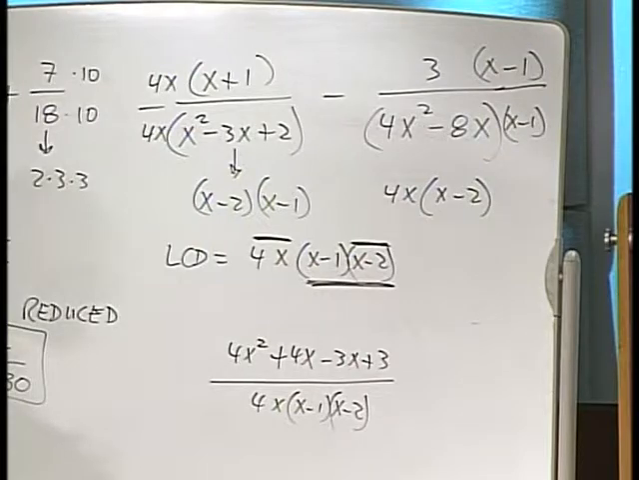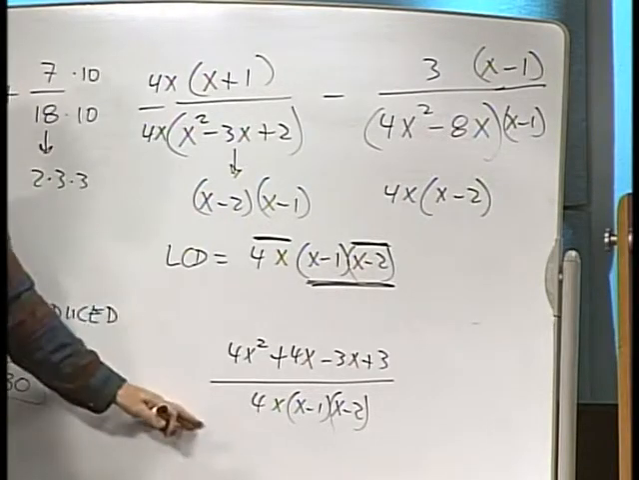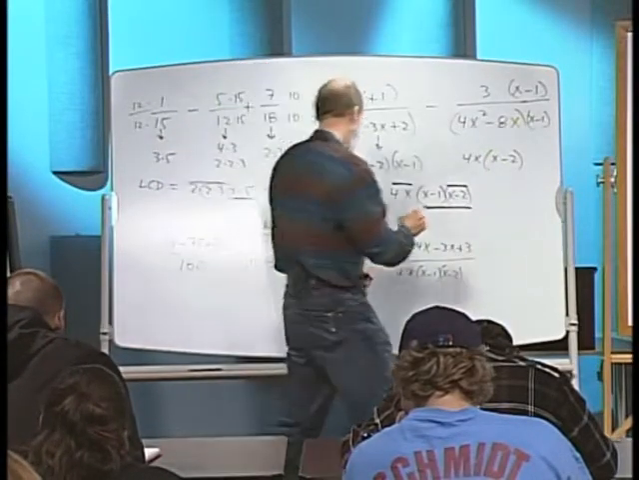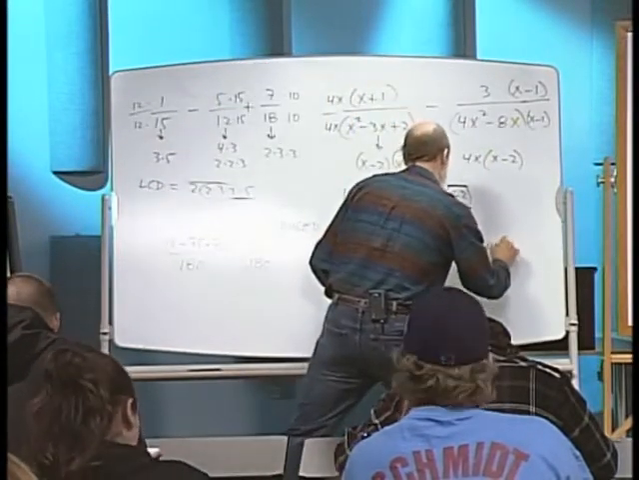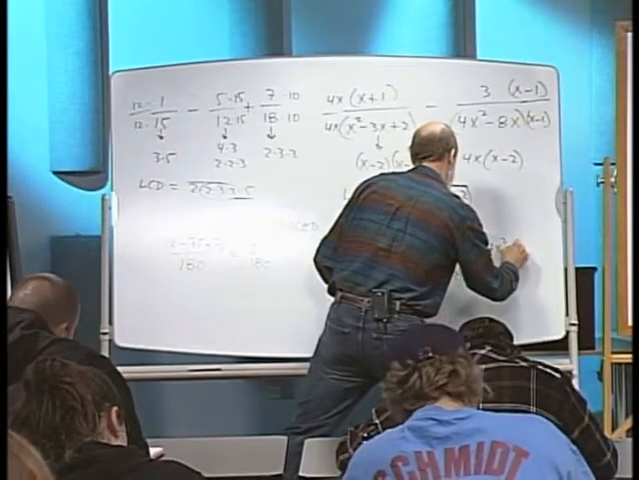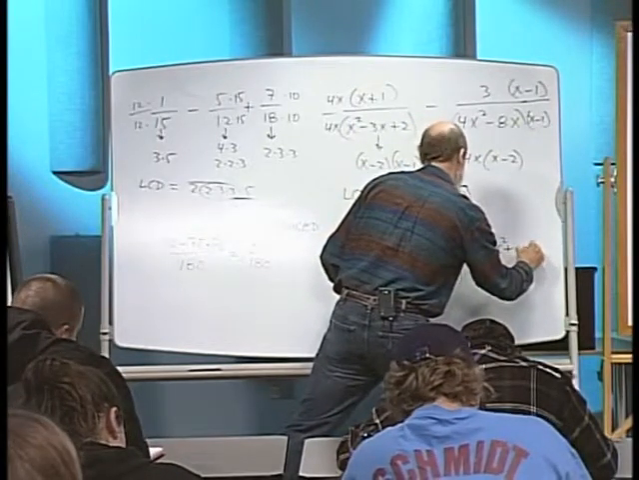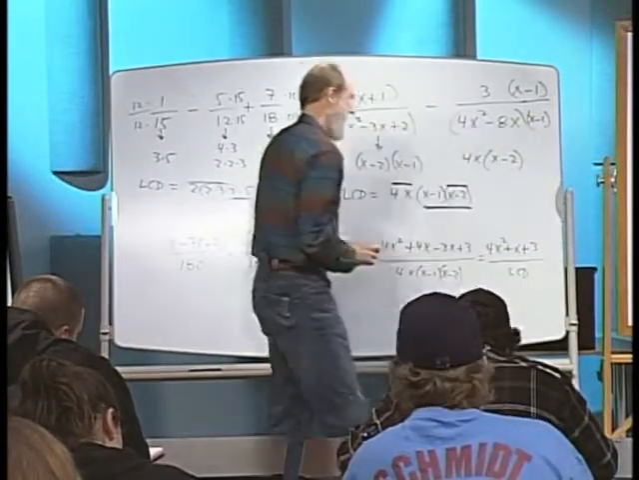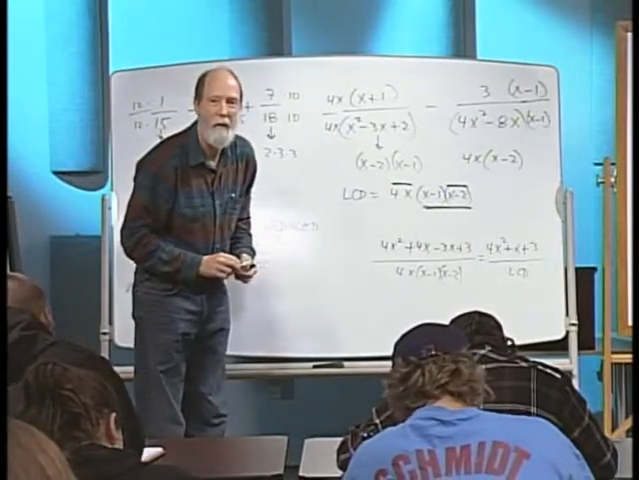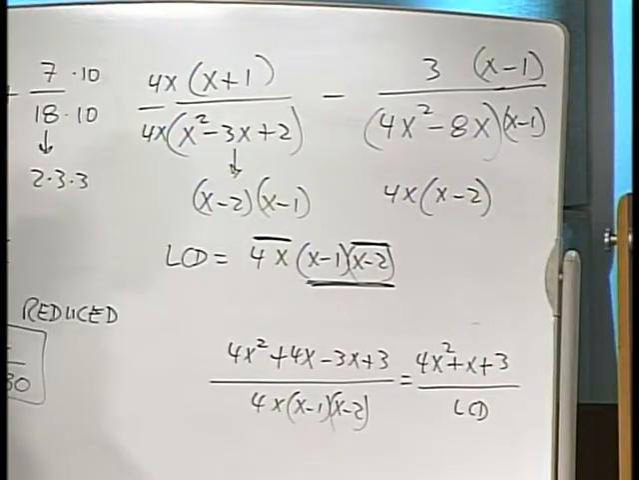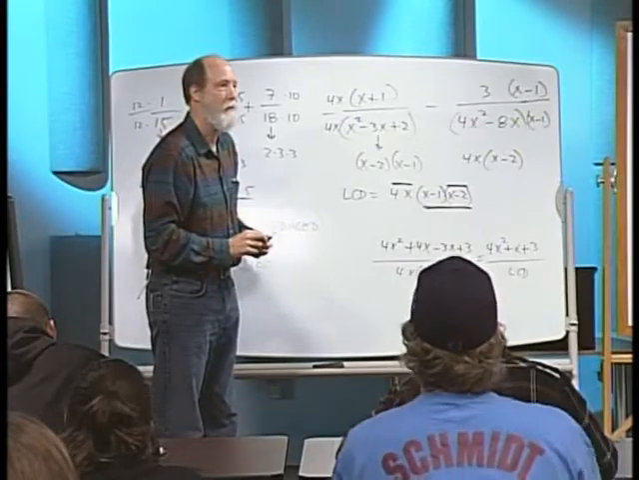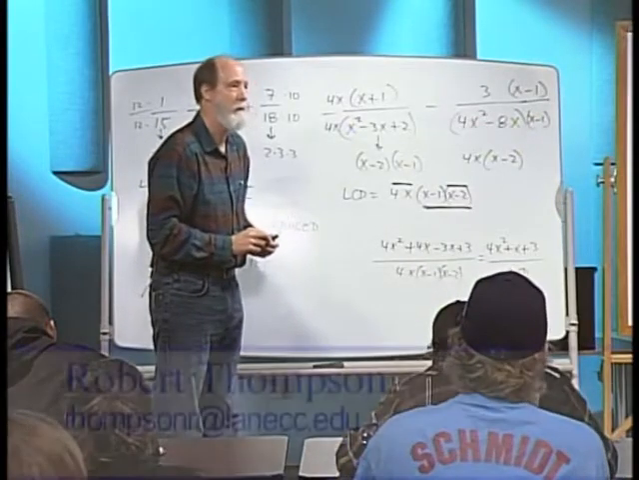Then, everybody okay this far? Tidy it up a little bit. And so we end up with a 4x squared plus x plus 3 over our LCD. Are we done? Are we done? Tell me if we're done or not. What do you need to check?